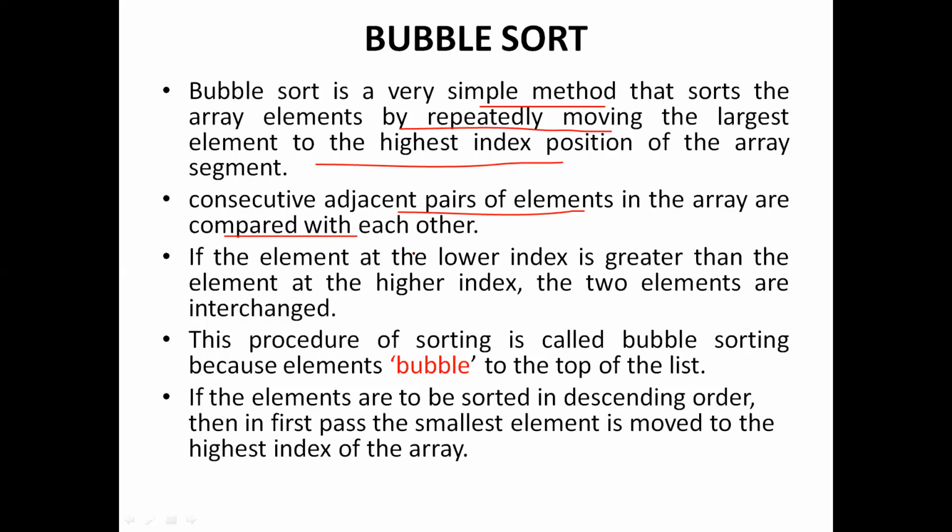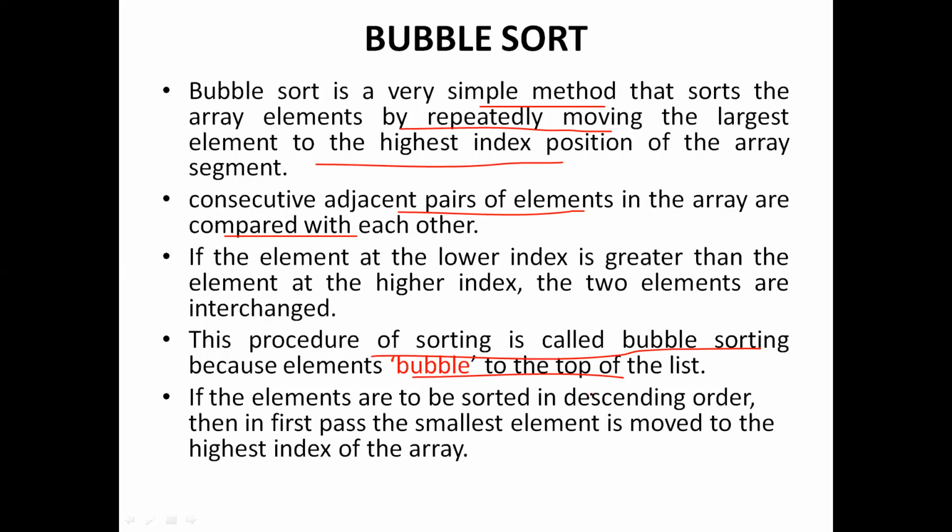If the element at the lower index is greater than the element at the higher index, the two elements are interchanged. So if the zeroth index is greater than the first index, what we will do is swap the zeroth index and the first index. That is the case when you are doing ascending order, as we will see. This procedure of sorting is called bubble sorting because elements bubble to the top of the list.